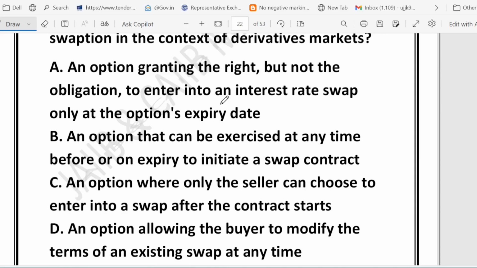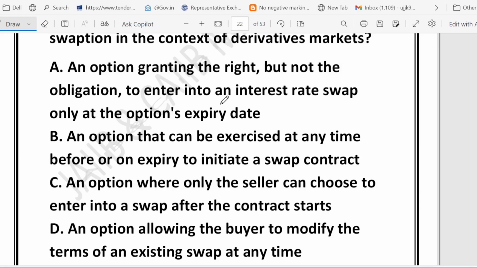B, an option that can be exercised at any time before or on expiry to initiate a swap contract. C, an option where only the seller can choose to enter into a swap after the contract start. D, an option allowing the buyer to modify the terms of an existing swap at any time. So which option do you think is correct in the context of swaption? A, B, C or D?